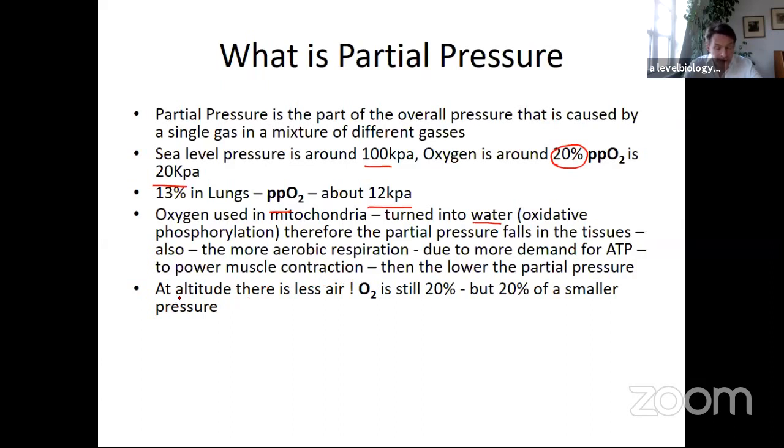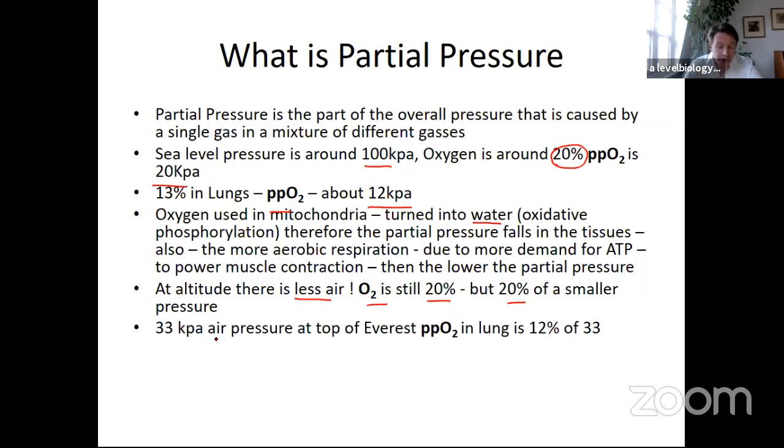Now, at altitude, you've got less air. You've still got a percentage of oxygen of 20%, but it's 20% of a smaller pressure. For instance, at the top of Everest, you've got an air pressure of 33 kilopascals. Therefore, the partial pressure in the lungs at the top of Everest is around 12% of 33. So it's a lot lower. Same percentage of oxygen in the air, but a lot less air.